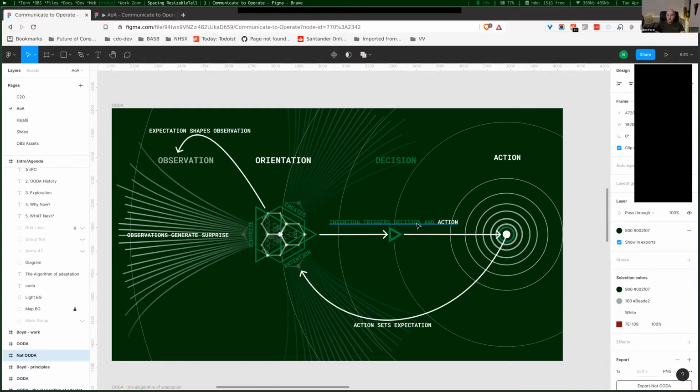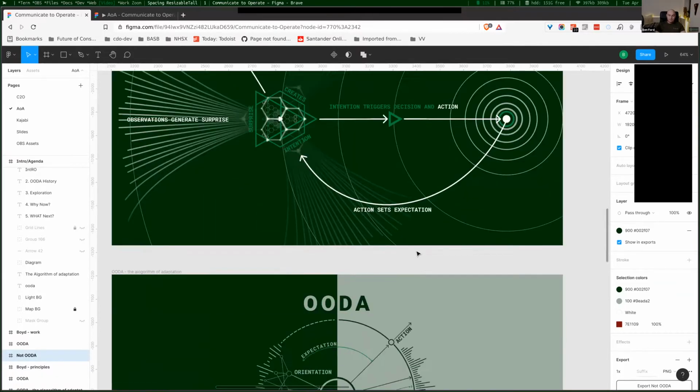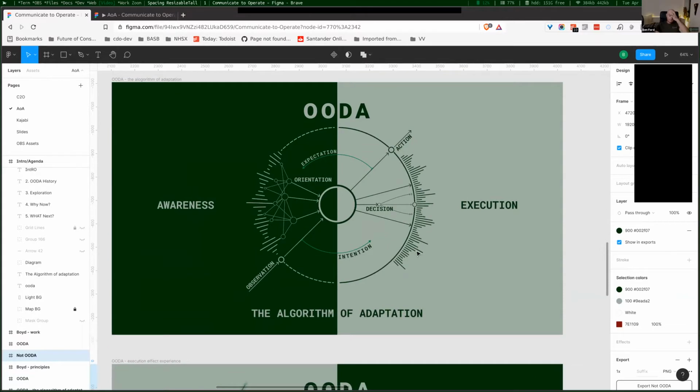And the example I come back to all the time is martial arts. If I'm rolling with somebody who's better at Brazilian jiu-jitsu than me, they will be jumping straight over decision, whereas I have to sort of stop and dither and think about what I'm going to do next. So this was iteration number one, and then we explored a little bit more, and then we've come to what I'm calling the algorithm of adaptation.